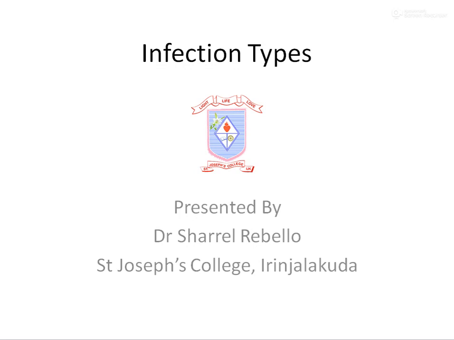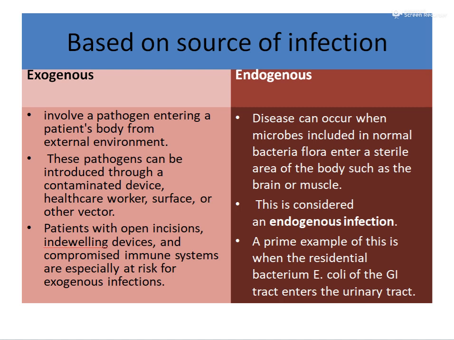And based upon the source of infection, you can classify infection as exogenous or endogenous. Now, from where do you get the infection? If you get a pathogen from an external environment, that is, other than from your body, then it is referred to as exogenous infection.